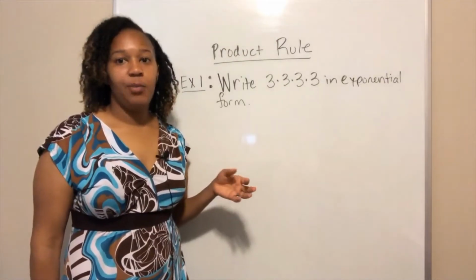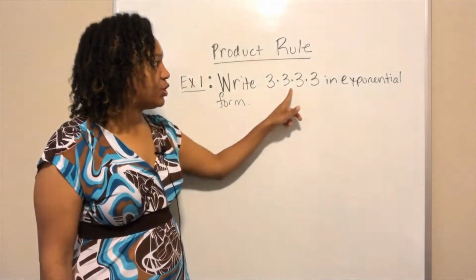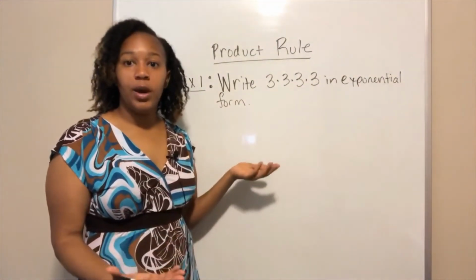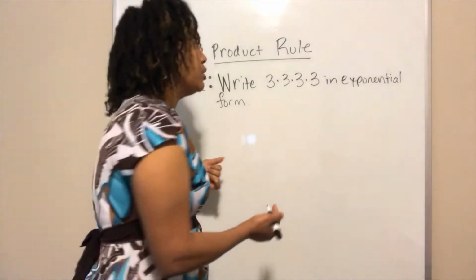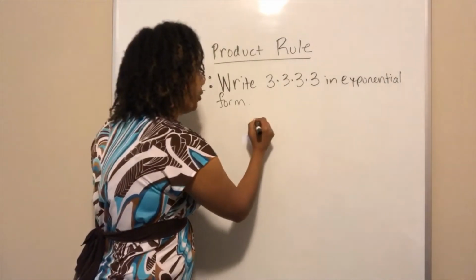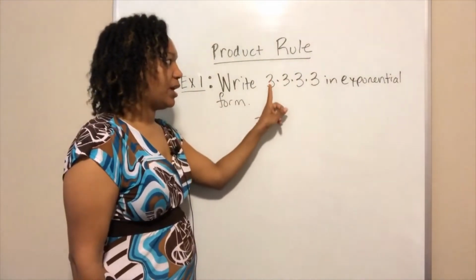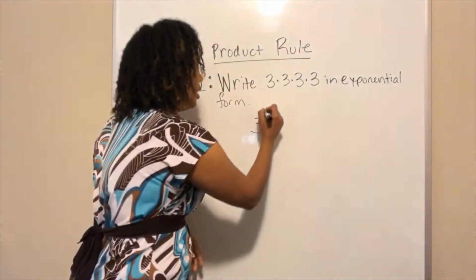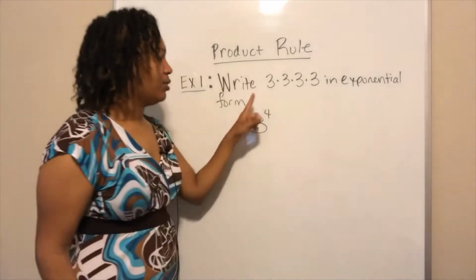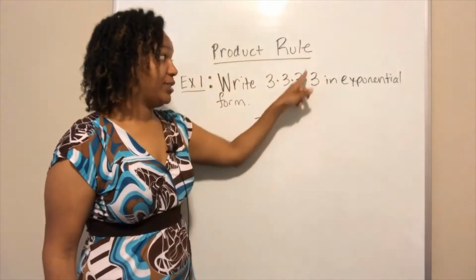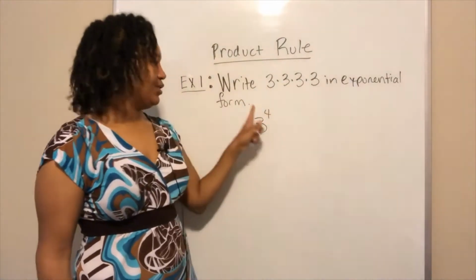For our first example, what we want to do is write 3 times 3 times 3 times 3 in exponential form. So we just want to take this and write it as a base with an exponent. Our base is the number that's being multiplied, which is 3. And then our exponent is how many times we're multiplying it. We're multiplying it 1, 2, 3, 4 times. So our exponent is 4. And so that's how you will write 3 times 3 times 3 times 3 in exponential form.